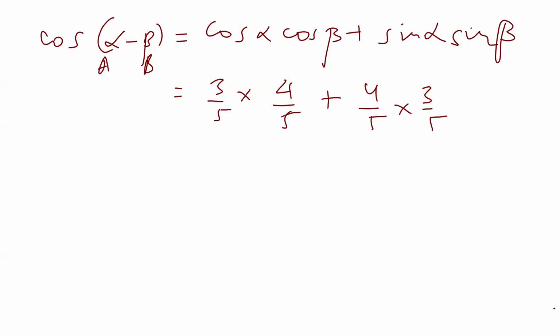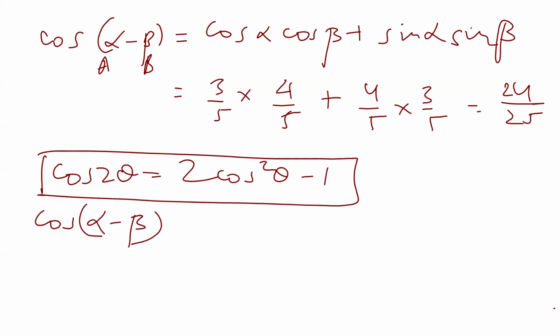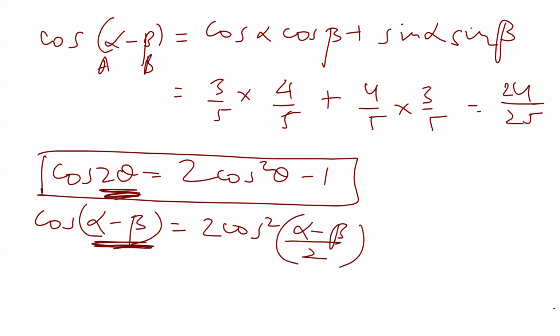So 12 plus 12, that is 24 by 24. Now cos 2 theta is equal to 2 cos square theta minus 1. So instead of 2 theta, I'm just putting alpha minus beta. So what is the half of alpha minus beta? The half of alpha minus beta is alpha minus beta by 2. So I've used the half angle over here.